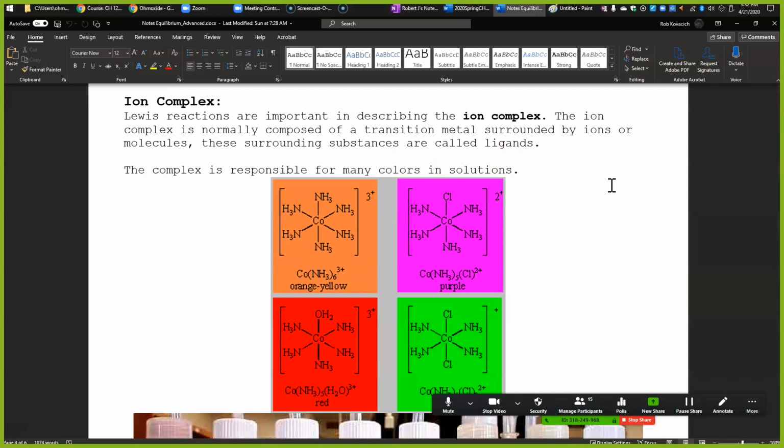The orange and the purple one? Yeah, there's one chlorine. So I swap out one ammonia for one chlorine, and the color switches from yellow-orange to purple.